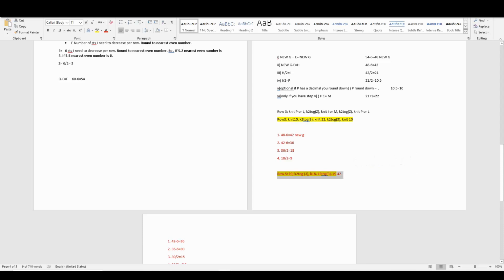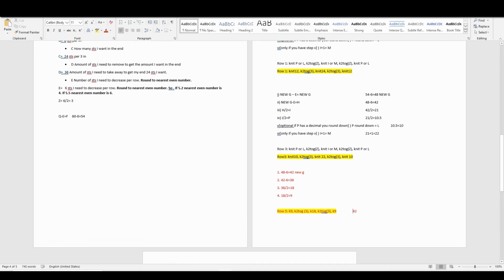Knit P, which is 9. Knit 2 together, Z, which was 3 for me. Knit I or M. We don't have M, so we're going to use I. I was 18. Knit 2 together, Z, which was 3. And then knit P or L. In this case, I don't have L, so I have P, which is 9 again. And that gives us a total of 42. Okay.